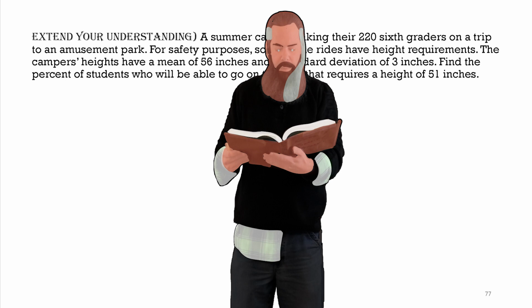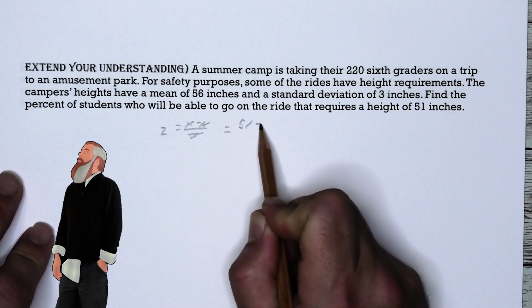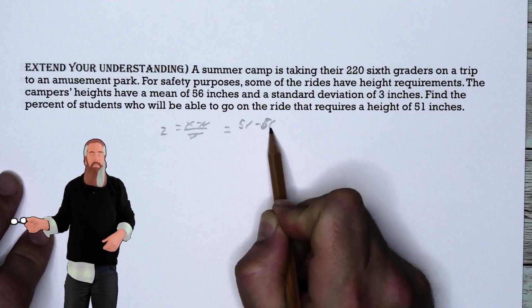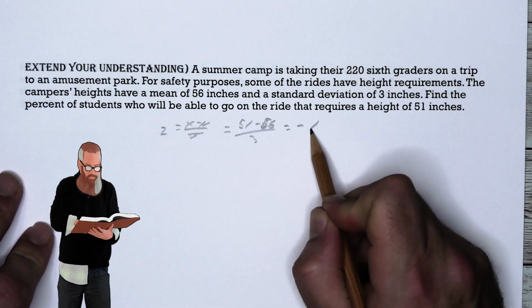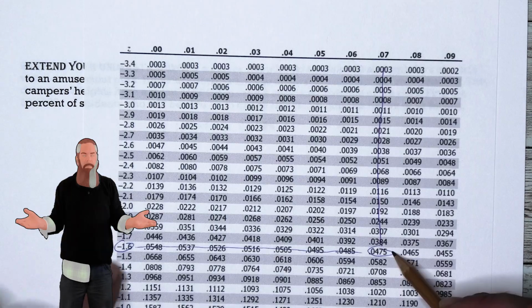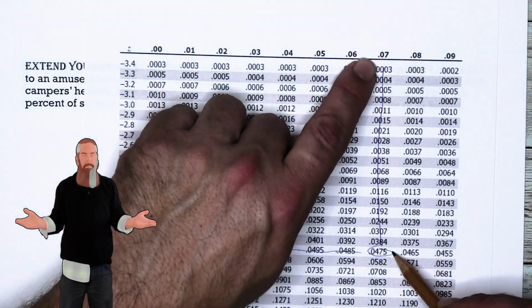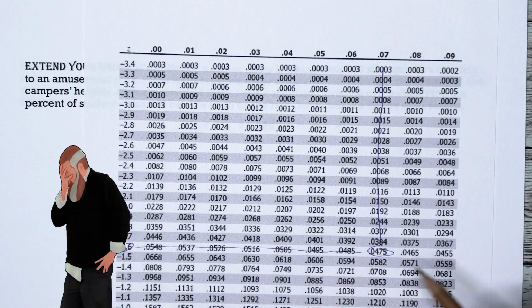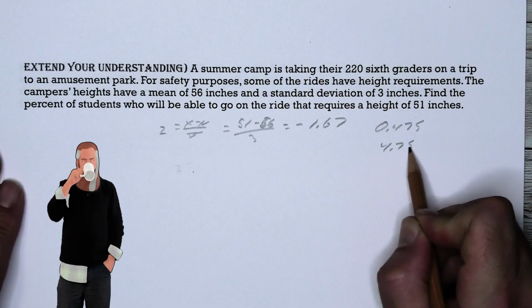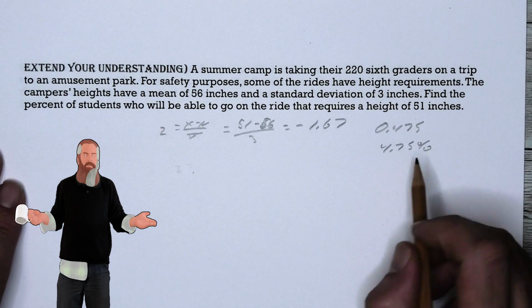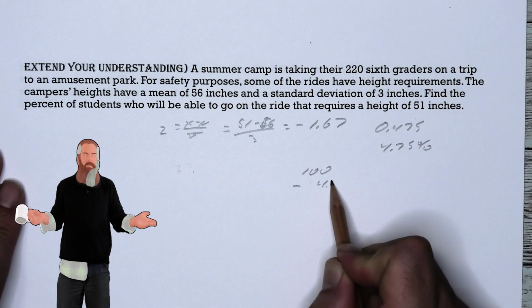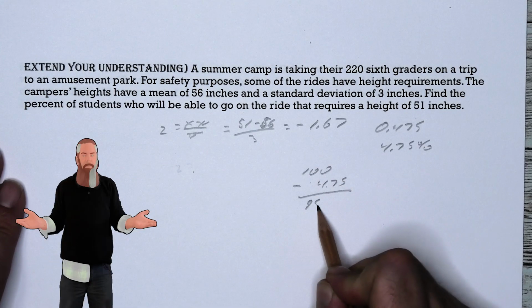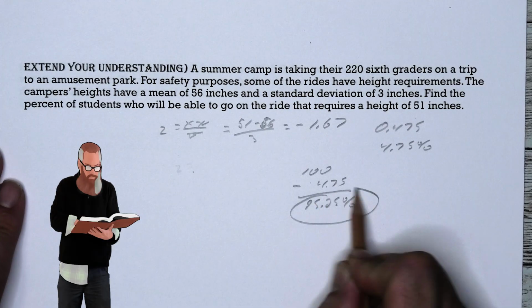Let's extend our understanding by using the data from example 3 and find the percentage of students who will be able to go on the ride that requires a height of 51 inches. Now, if it requires 51 inches and we know that the average is 56, we also know that the standard deviation is 3, so we get a z-score of negative 1.67. By using the table, finding negative 1.6 and a 0.7, we get 0.475, which is 4.75%. Now, this is the percent that cannot go on the ride. With 100% of the students that are there, if we subtract that 4.75%, we're left with 95.25% that can go on the ride.